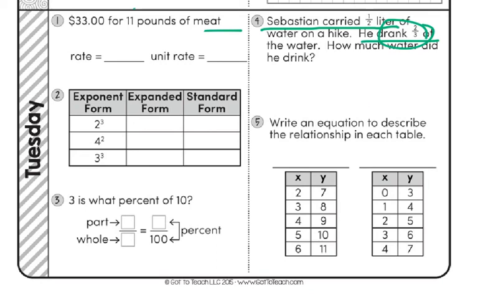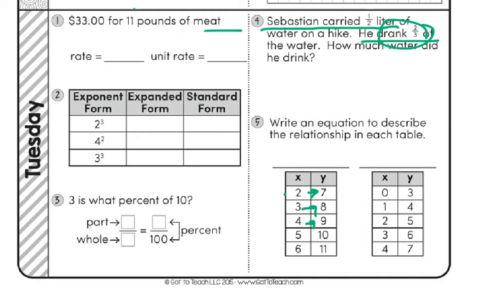And then the last one, write an equation to describe the relationship in each table. You're finding the function. What is happening when we put numbers into the x? How does it come out a y? What do I do to 2 to get it to become a 7? Once you have an idea, try it on the rest of these, substitute it in, see if it works. And if so, you will know what your equation is.